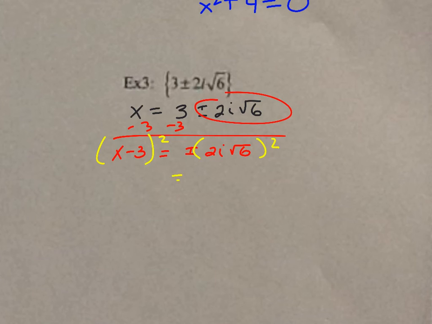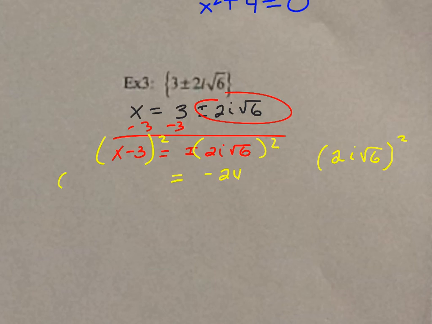Now you're going to use your calculator, plug the right side in. Parentheses, 2, press the i button by the decimal. Now type in the square root of 6. Close the parentheses, so you have big parentheses, right? Now square it. So you're going to get negative 24.